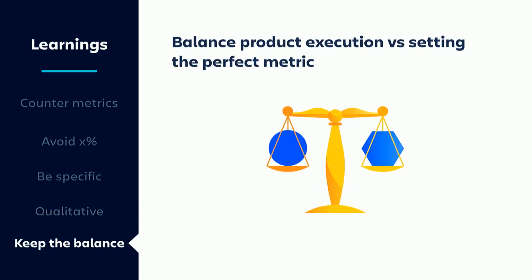Finally, make sure that you balance actual product execution against setting the perfect metric. It can be really easy to rabbit hole and spend too much time finding your perfect metric and setting your perfect target. Instead, iterate and course correct as you go to make sure that you're shipping the right customer value as quickly as you can.